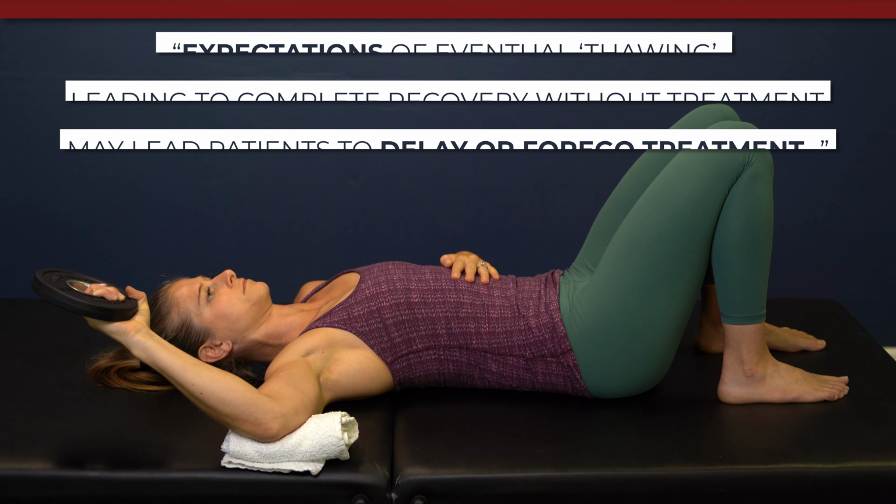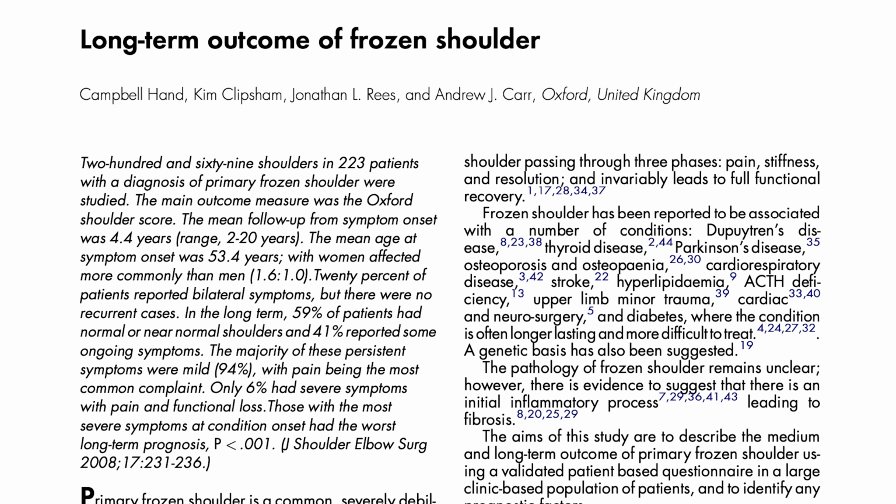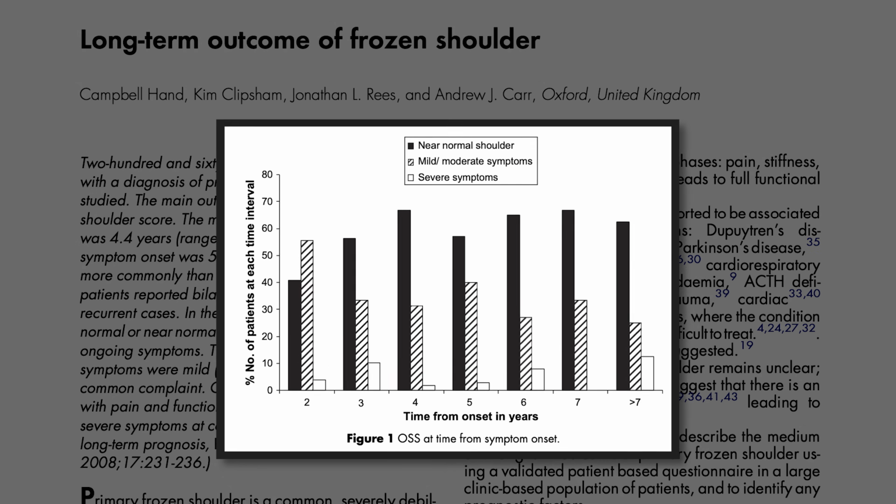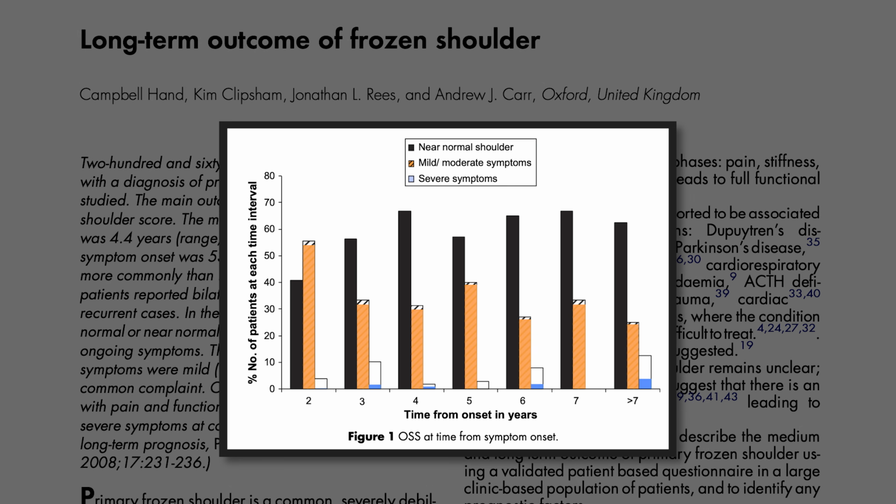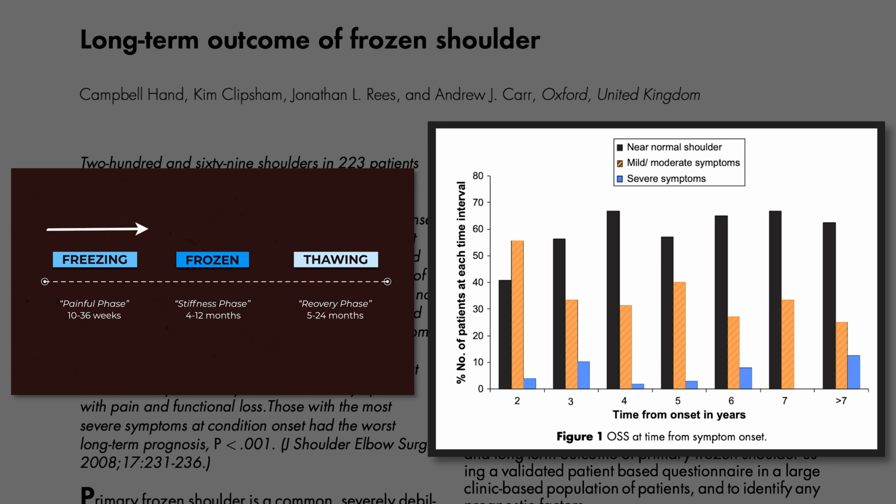And second, Hand and colleagues found that some patients reported mild or moderate and severe shoulder symptoms anywhere from 2 to 7 or more years after initial onset of frozen shoulder. This demonstrates how timelines may set a false expectation for the duration of symptoms.